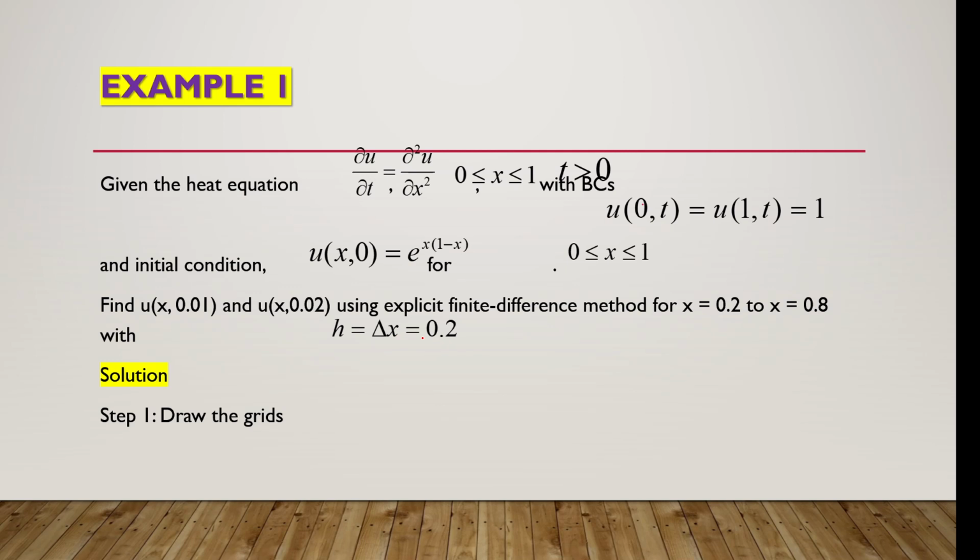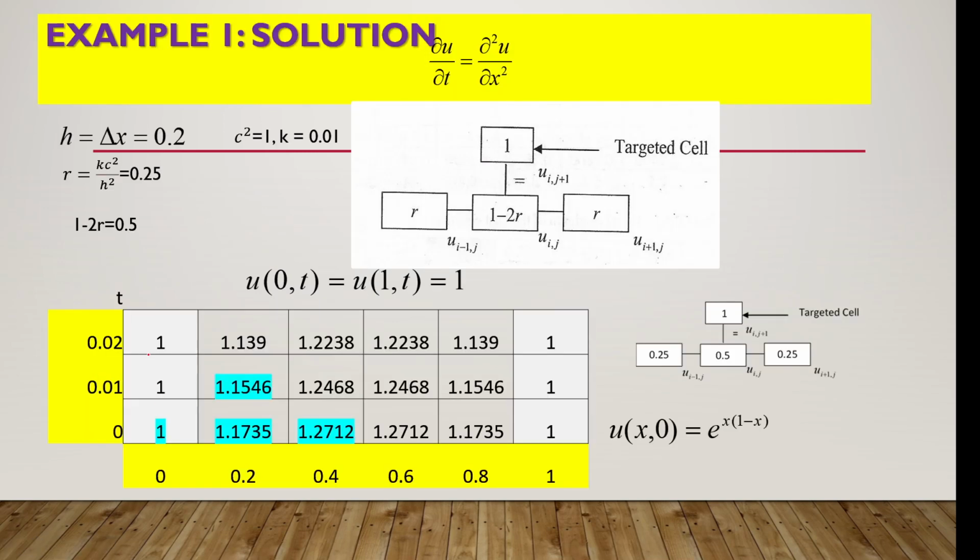First of all, you can draw the grids, where we solve x from 0 to 1. The increment is 0.2, so h is 0.2. This is t, t from 0 to 0.01, 0.02, and k is delta t equal to 0.01. Then the first step, you may draw the grids here: x from 0, increment 0.2, 0.4, 0.6, 0.8 up to 1, and t from 0, 0.01, 0.02.